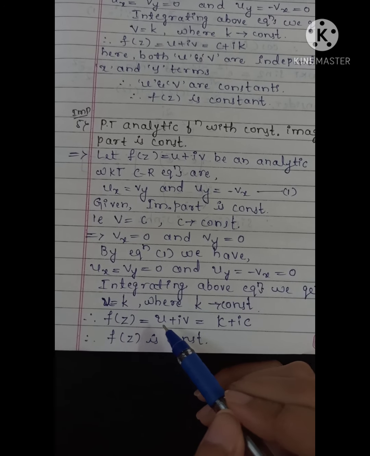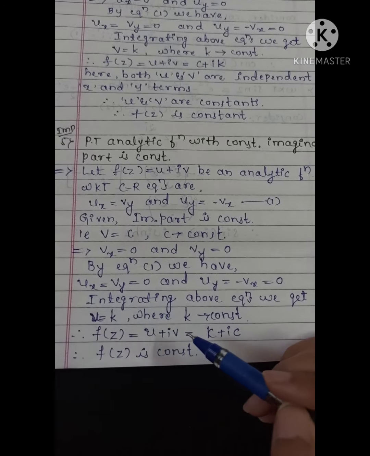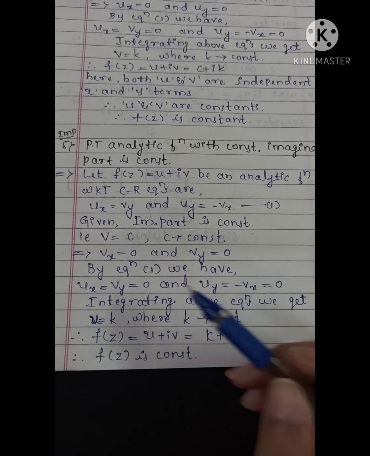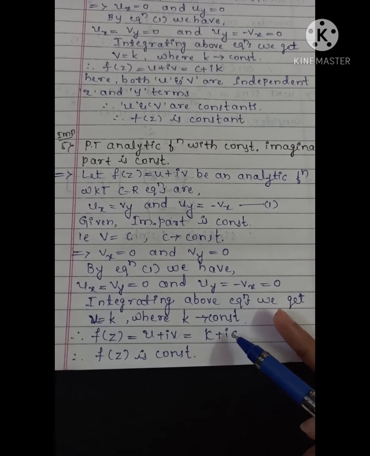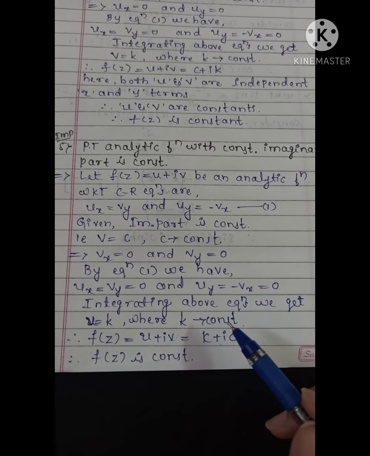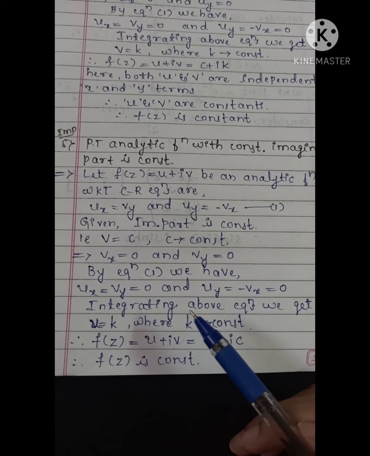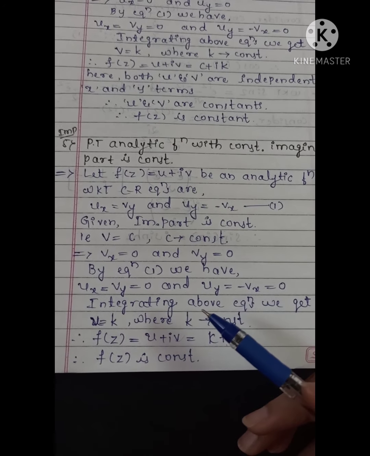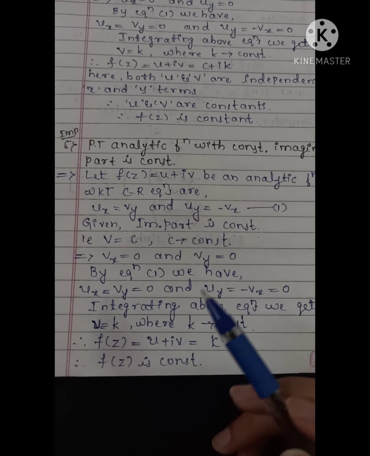And f of z can be expressed in the form u plus iv. Here the u value is k. Here the v value is c. Therefore, it is equal to k plus ic. Here also u and v are independent of the terms x and y. Therefore, u and v are treated as constants. The sum of two constant terms is again a constant. Therefore, f of z is constant.